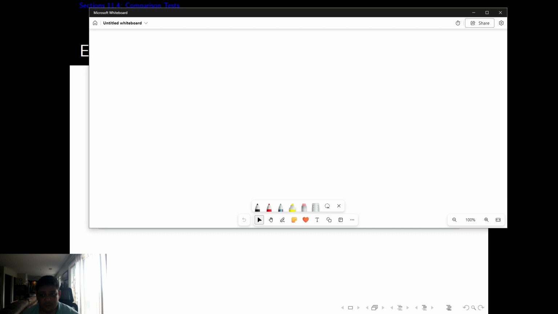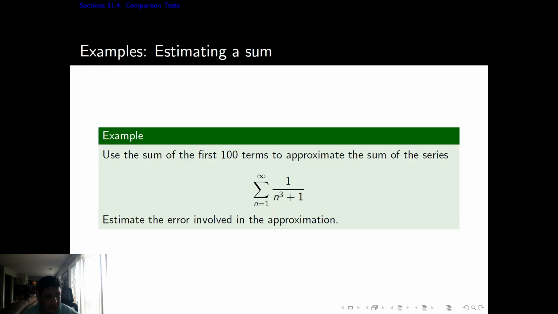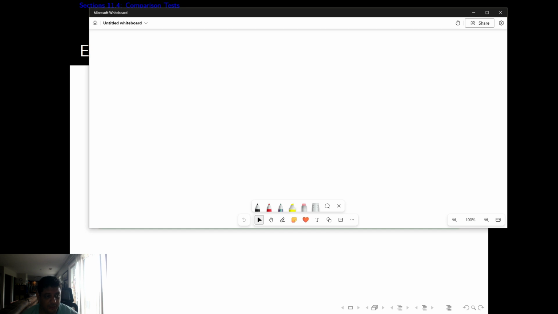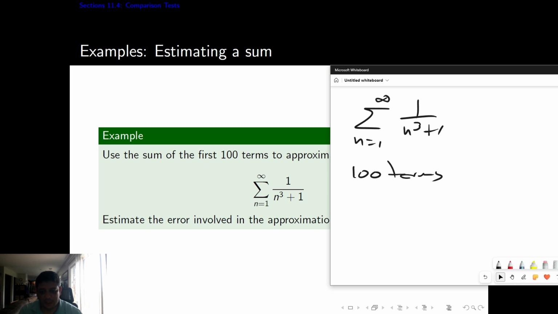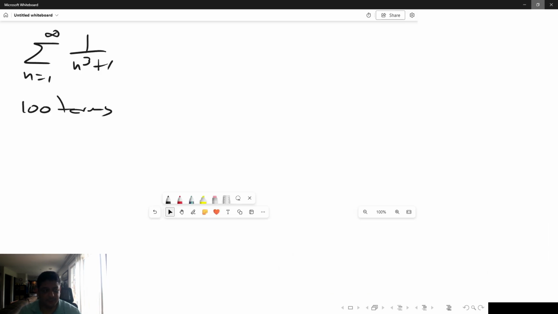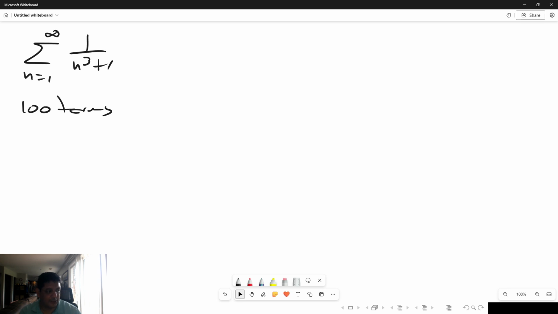So, just let me pull a little bit of board here. Well, it seems I cannot simplify this more. So the series of 1 over n cubed plus 1, and I want this from n equals 1 to infinity. And so the first 100 terms. And I want also to estimate the error. So to do that, the first thing that I'm going to do, of course, is to make the calculation of this by the comparison test.